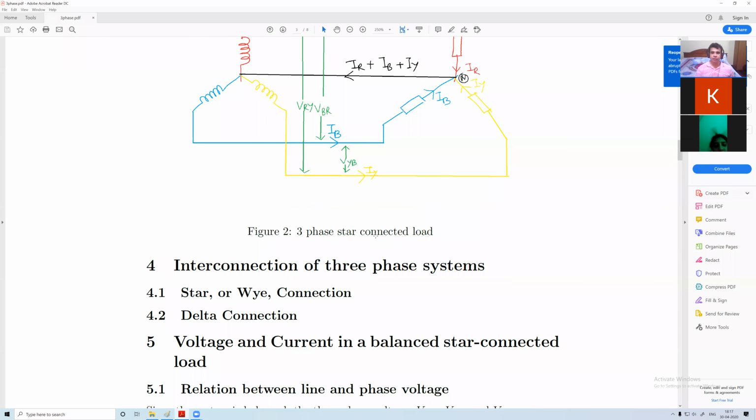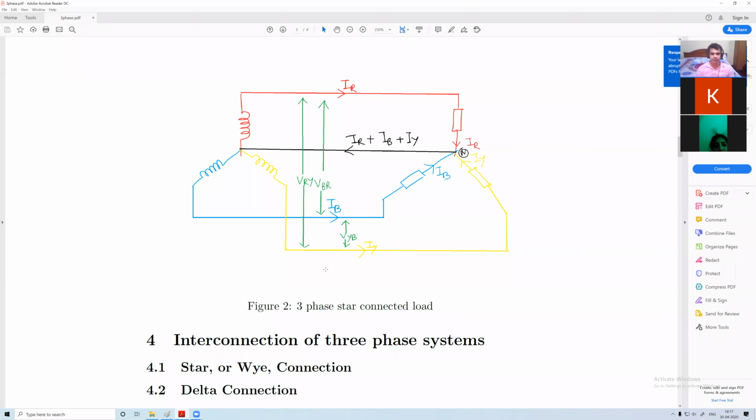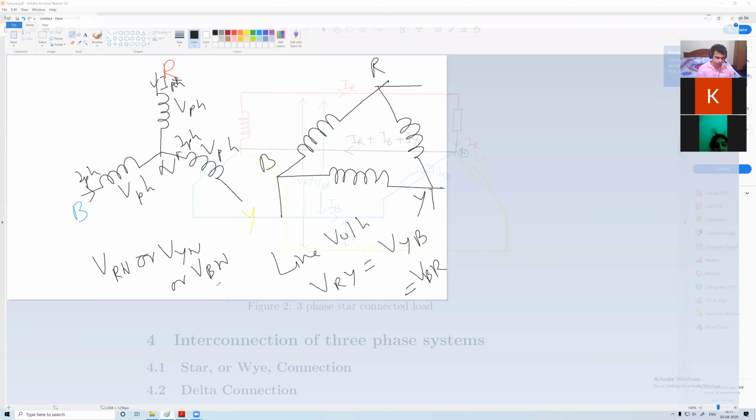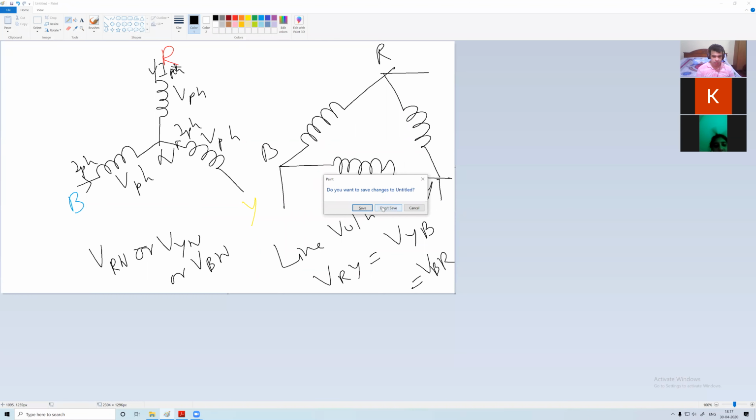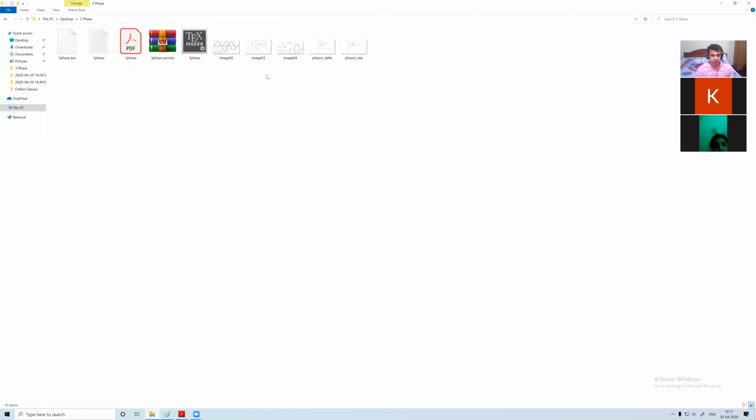So we consider first a star connected load. We had seen delta and star connection in, I think, our first classes. So what is the star connection? We had seen for resistors, it was connected like this. So this is a star connection.